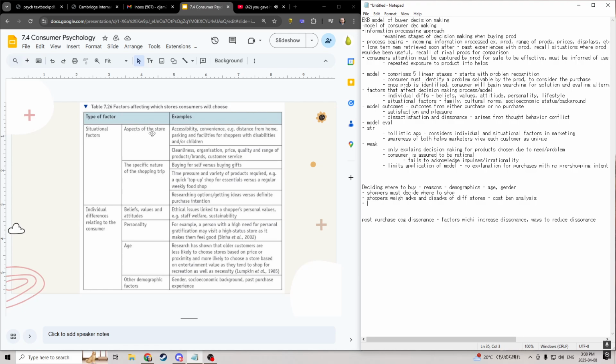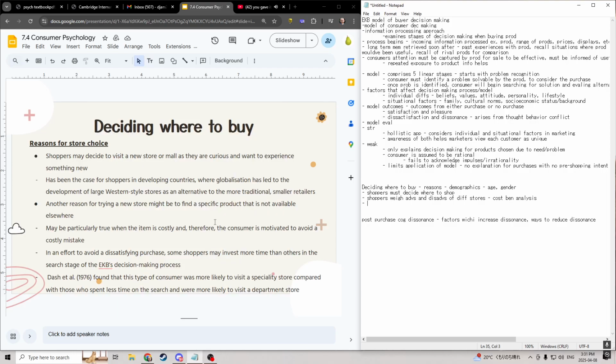Situational factors. Aspects of the store: accessibility, convenience, cleanliness, organization. The nature of the shopping trip: buying for self versus buying gifts, time pressure, variety of products required, researching options, getting ideas versus definite purchase intention. Individual differences: beliefs, values, and attitudes, personality, age, and other demographic factors.